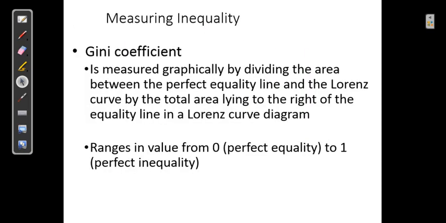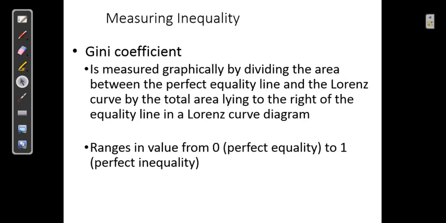So, Gini coefficient is measured graphically by dividing the area between perfect equality line and the Lorenz curve by the total area lying to the right of equality line in the Lorenz curve diagram. In order to understand the graphical method, you need to have the diagram of Lorenz curve in front of you, and check the distance between the perfect equality line and Lorenz curve of a given country and divide it with the total area which is lying to the right of equality line. So Gini coefficient can range in its value from 0 to 1.